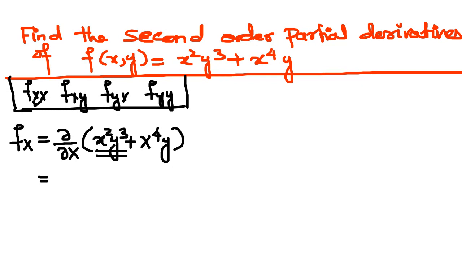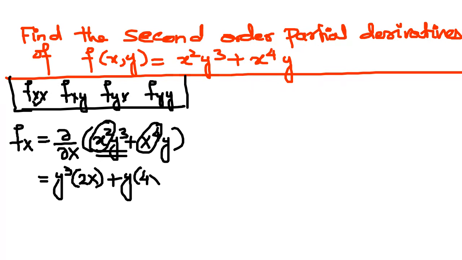So the partial derivative of this one: y is constant, that is y power 3. And what is the derivative of x square? That is 2x. Plus, y is constant, and what is the derivative of x power 4? That is 4x power 3. So simplify it. That is 2xy power 3 plus 4x power 3 y.